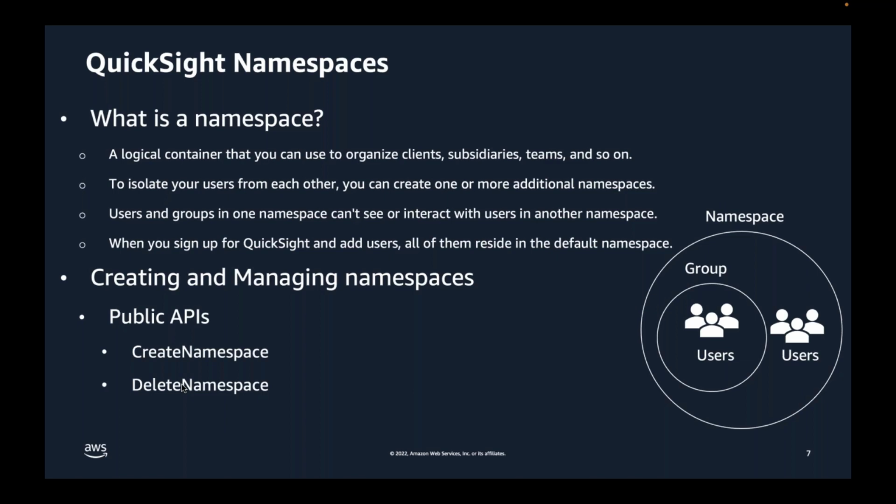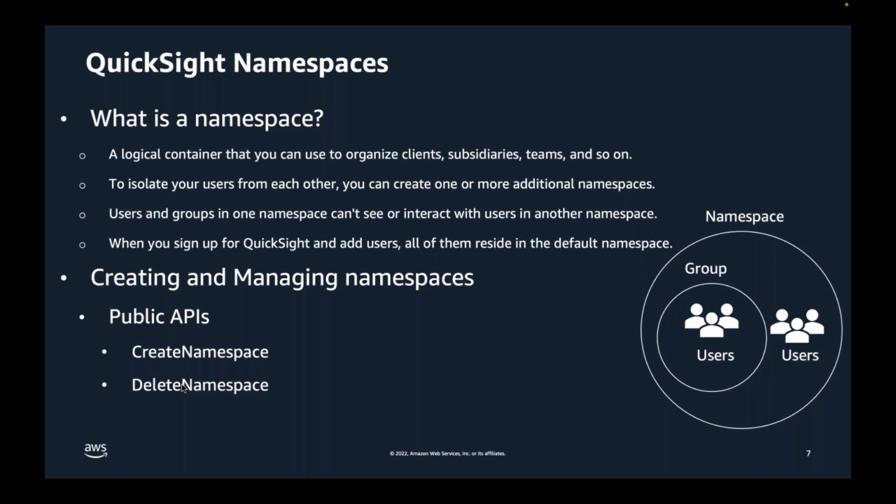The last in this chain is namespaces. Namespaces are different from users and groups. Basically, what namespaces allow you to do is set up a multi-tenant environment, which means if you have your end customers and you do not want your end customers to know about each other or have any visibility into the presence of each other, and you want to isolate each end customer's users, you will use namespaces. They are logical containers which can be used to organize your end customers or subsidiaries or clients or teams and so on. And it lets you isolate users from each other.